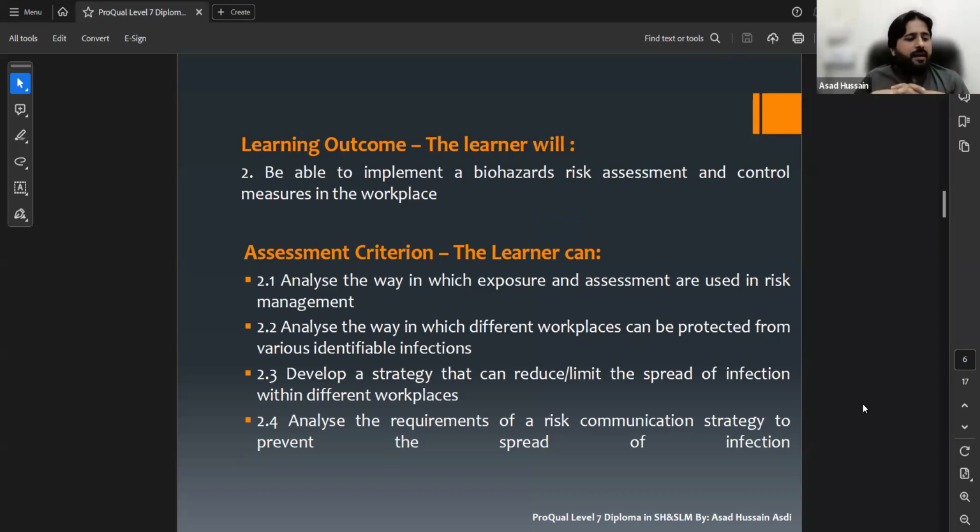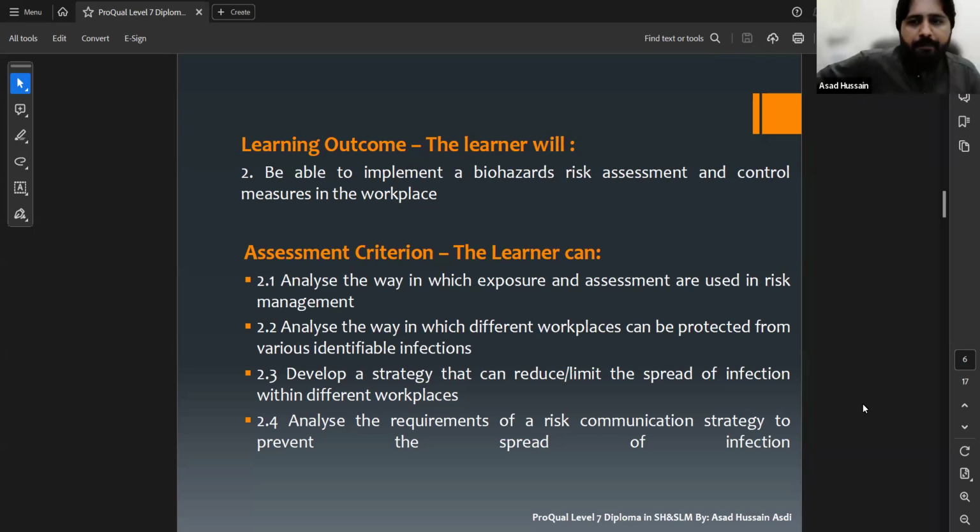So here in these assessment criteria, we can see that in the first learning outcome we have three assessment criteria for this unit. And for the second learning outcome of unit 3, we have four assessment criteria. The first criterion is 2.1, analyze the way in which exposure and assessment are used in risk management.